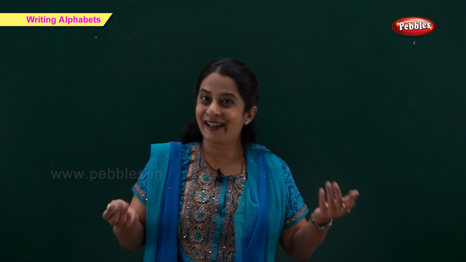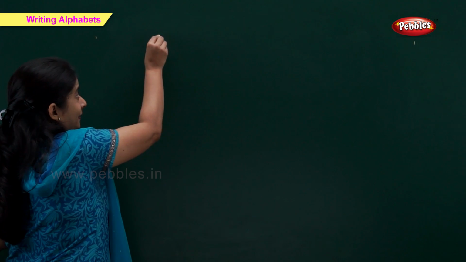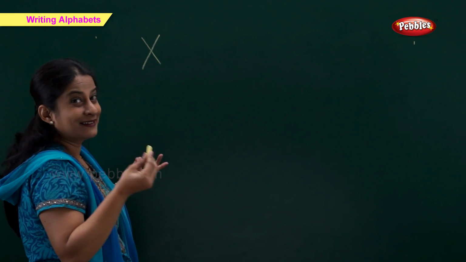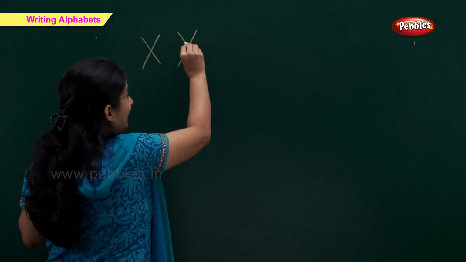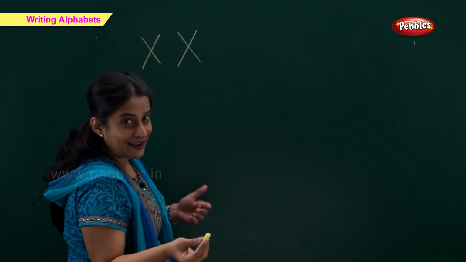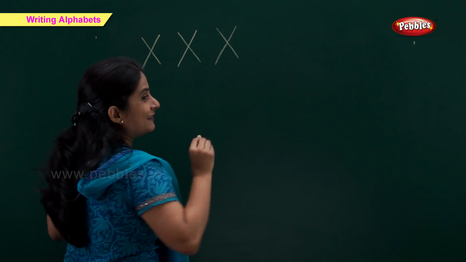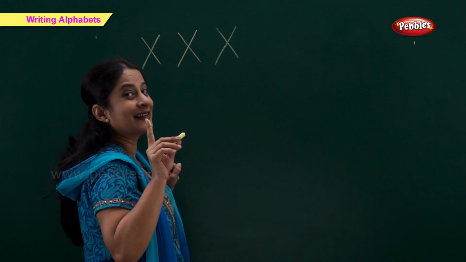So that makes X. One cross line, another cross line. X. Cross line and cross line is what? I can't hear you. X. That's right. Now it's time to write Y.